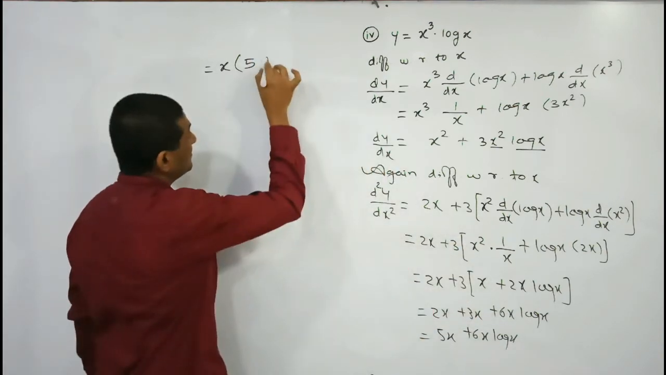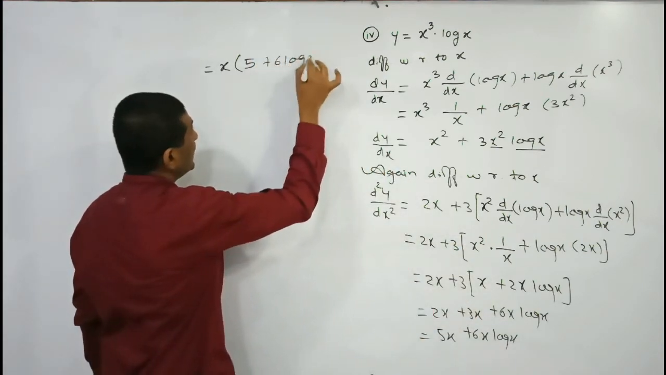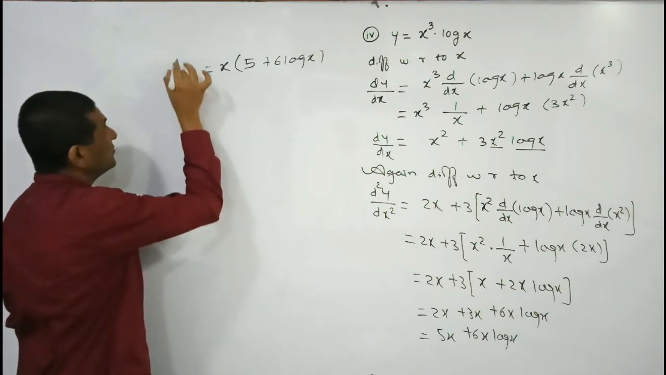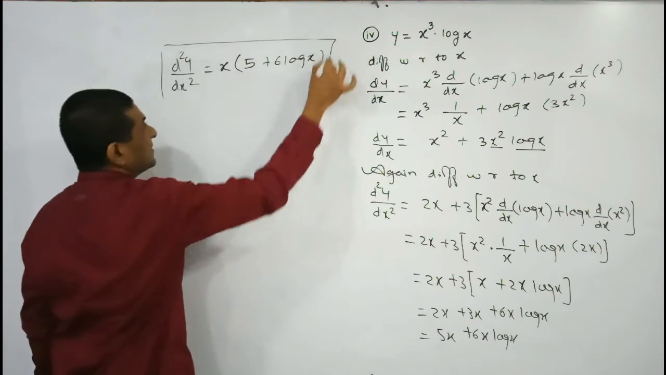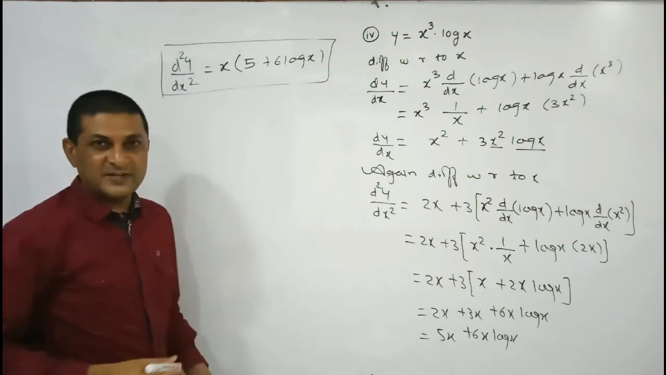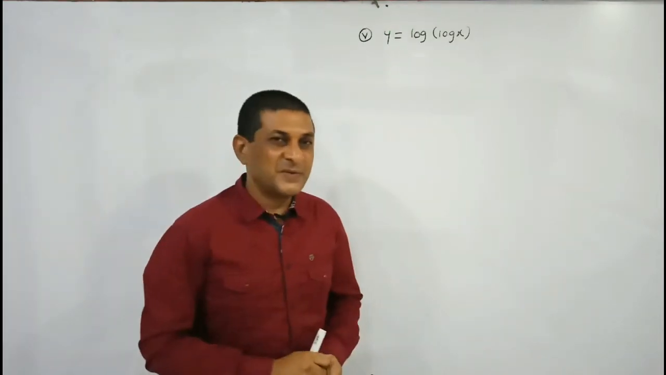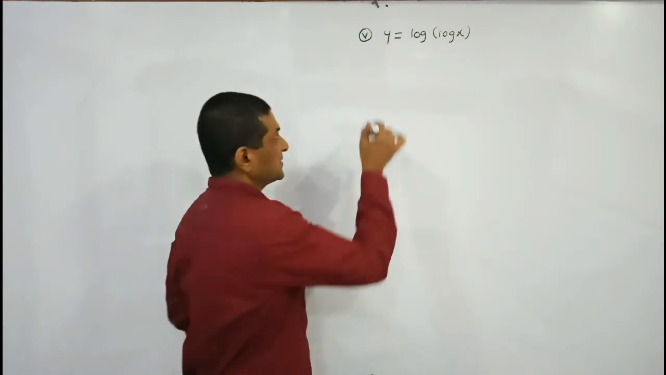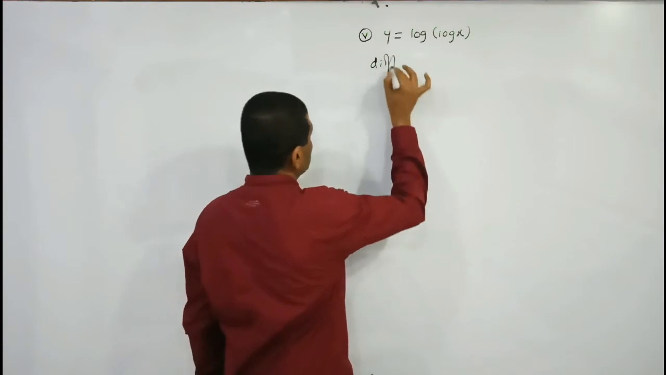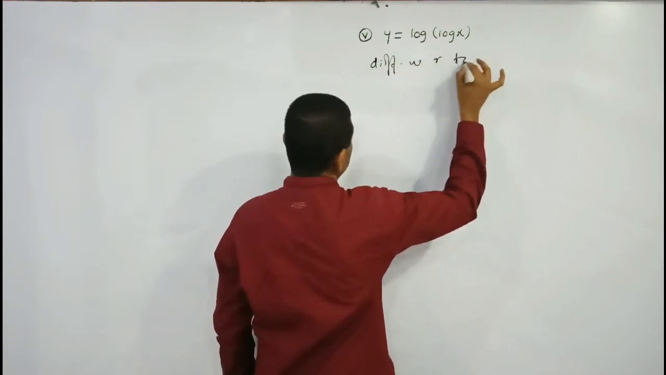6 log x plus 6 log x, and this is nothing but the value of d2y upon dx square, meaning our required second order derivative. So now see the fifth example here. The given function is y equals log of log x. So we are differentiating it with respect to x.